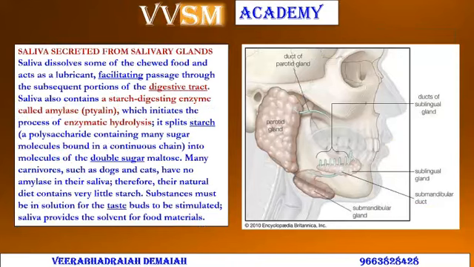Saliva is secreted from the salivary glands. Saliva dissolves some of the chewed food and acts as a lubricant, facilitating passage through the subsequent portions of the digestive tract. Saliva also contains a starch-digesting enzyme called amylase, that is ptyalin, which initiates the process of enzymic hydrolysis. It splits starch, a polysaccharide containing many sugar molecules bound in a continuous chain, into molecules of the double sugar maltose.